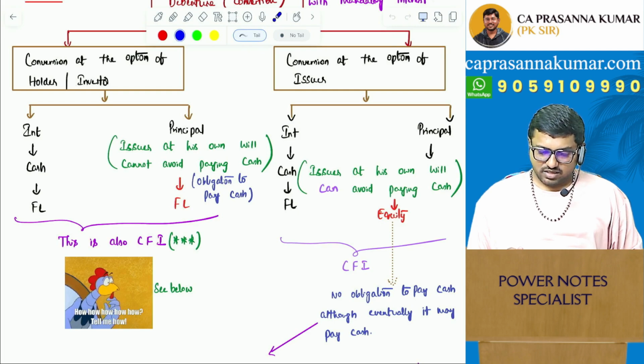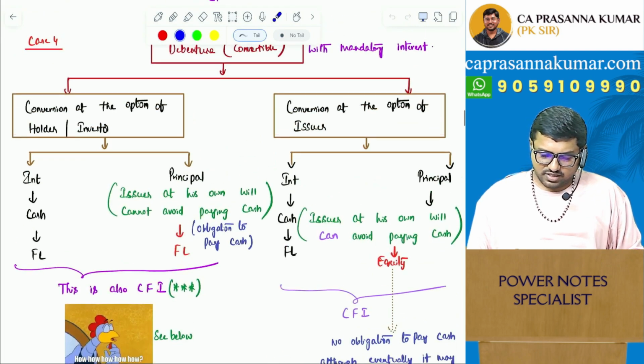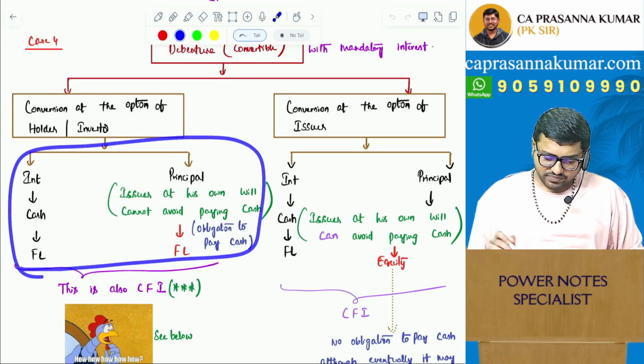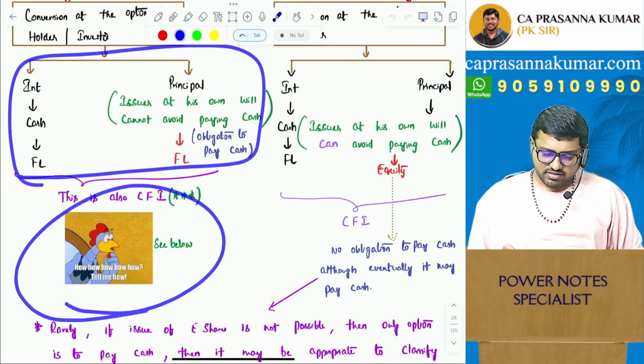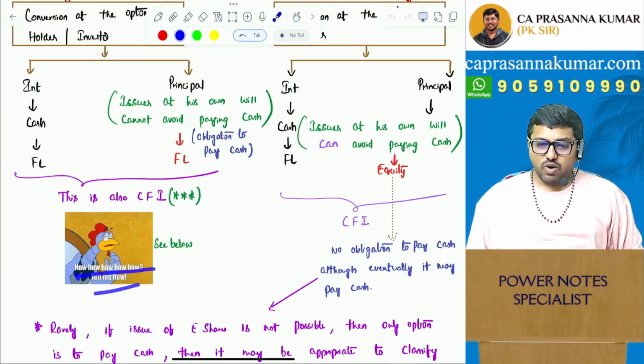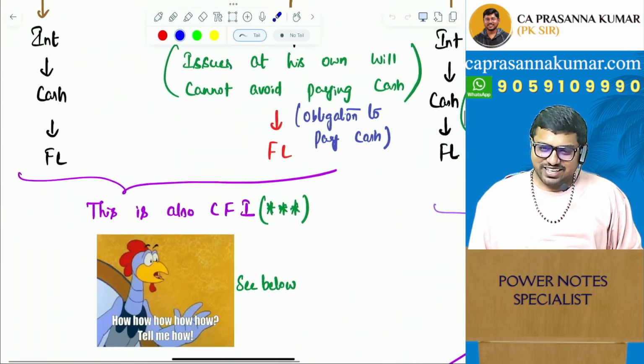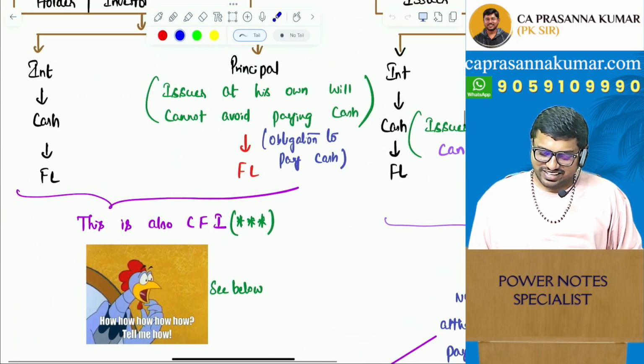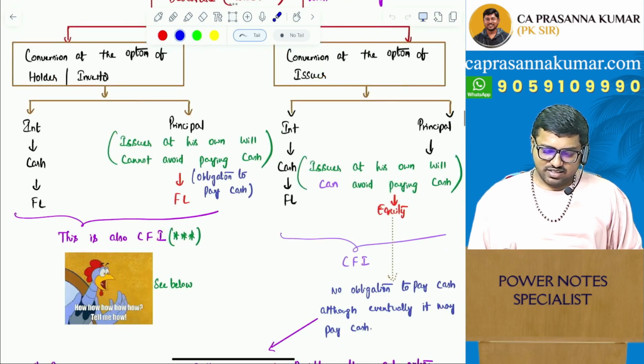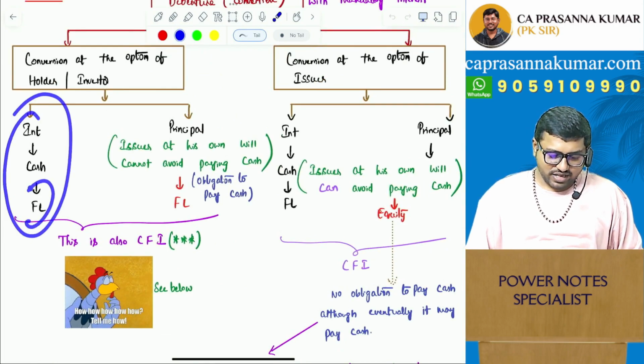What is this, sir? No, no, no. Sir, till here the logic is fine. That's why I've written this here. This GIF. How? Tell me. You know? How? Tell me. I know what you guys are thinking right now. Okay, sir. This is clear, sir, financial liability.